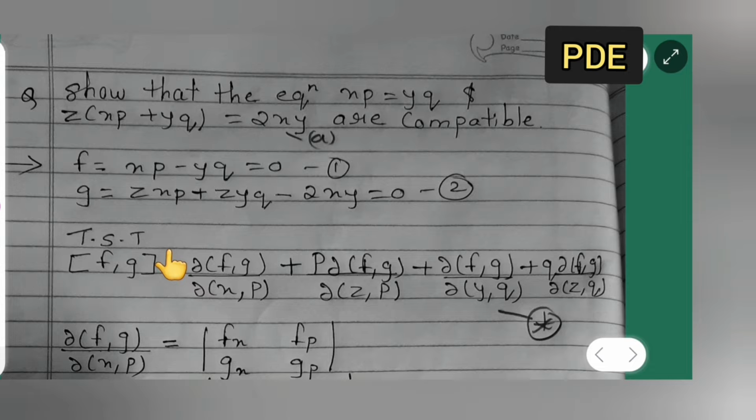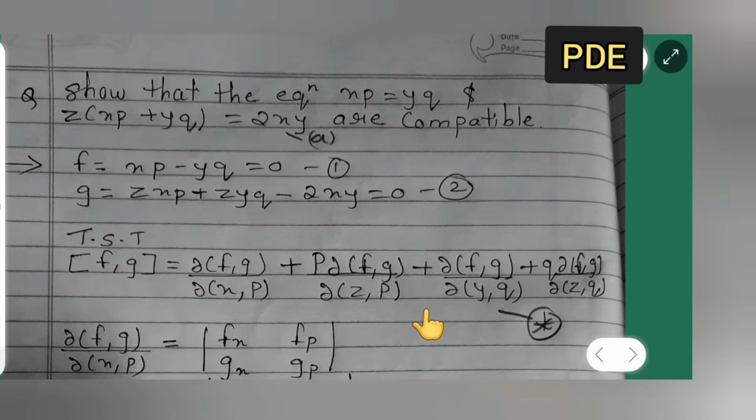Now to show that [f, g] = ∂(f,g)/∂(x,p) + p ∂(f,g)/∂(z,p) + ∂(f,g)/∂(y,q) + q ∂(f,g)/∂(z,q). Take this as star. You all have to take this as star. Now you all have to know this rule where you need to prove that [f, g] is equal to 0.